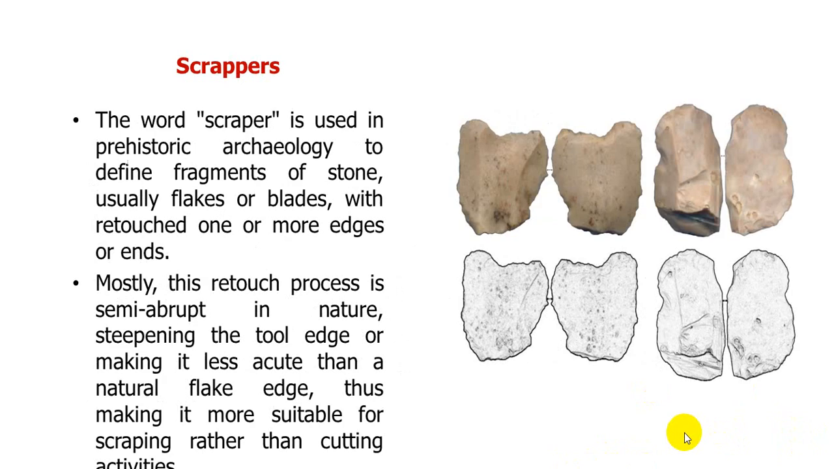The next category is scrapers. The word scraper is used in prehistoric archaeology to define fragments of stone, usually flakes or blades, with retouched one or more edges or end. Mostly this retouch process is semi-abrupt in nature, steepening the tool edge or making it less acute than a natural flake edge, thus making it more suitable for scraping rather than cutting.